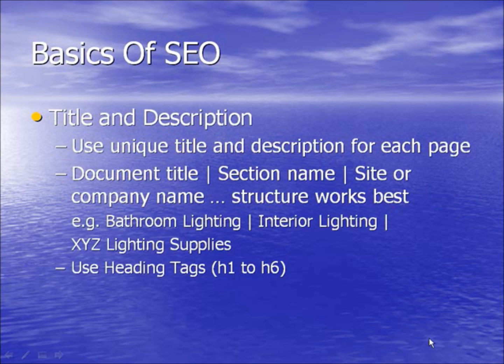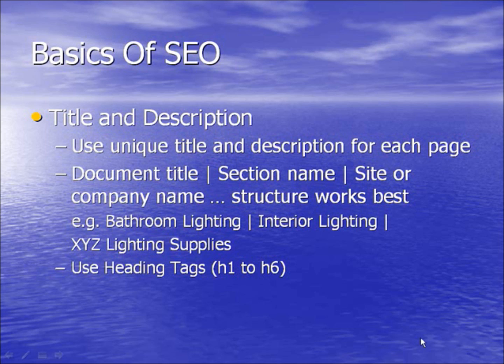The next thing to look at is the title and description of your web page. It is very important to have a unique title and description for each page of your website. A structure which I commonly use with my title and description goes like this: first I have the document title, followed by the section from which the document comes, followed by the site or the name of the company. And this structure works best for me.